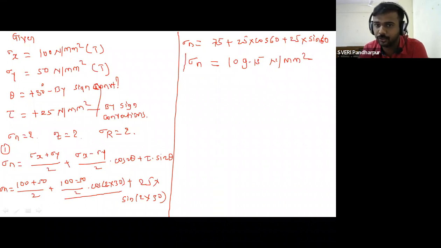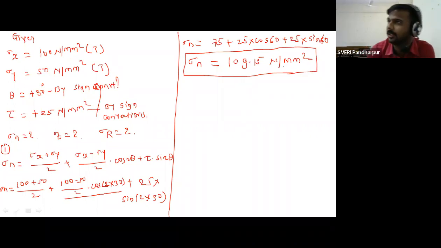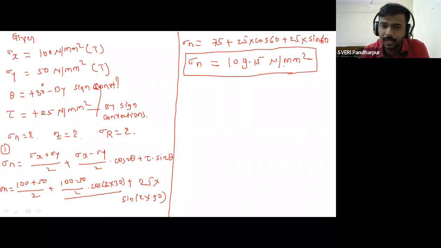You check your answers. You can do the direct calculation in your calculator, or you can go for the simplification in your calculation. No problem, your answer should be the same. If you are unable to do the simultaneous calculation, make the separate calculation of sigma x plus sigma y, then sigma x minus sigma y divided by 2 into cos 2 theta, then tau into sin 2 theta, and at the end do the addition.